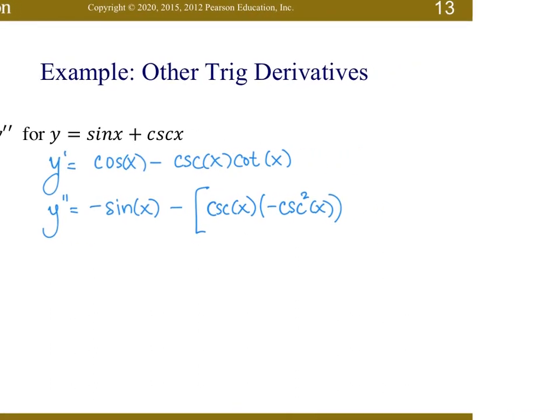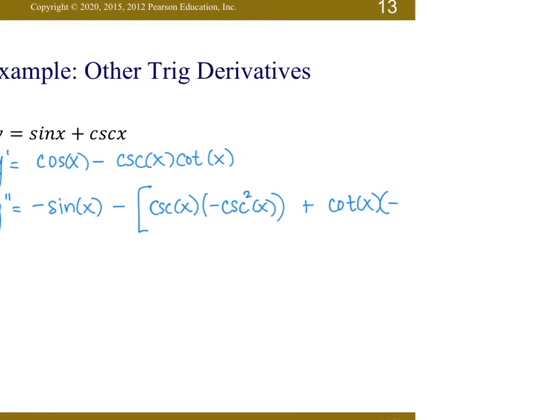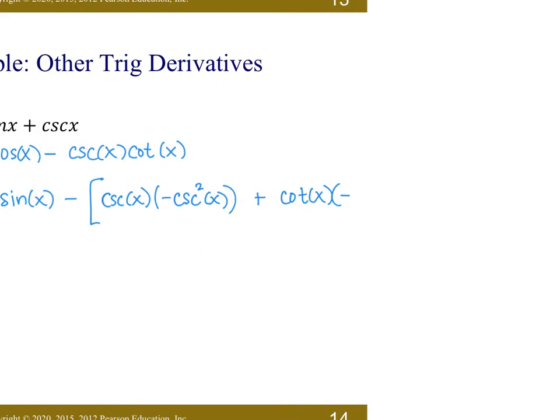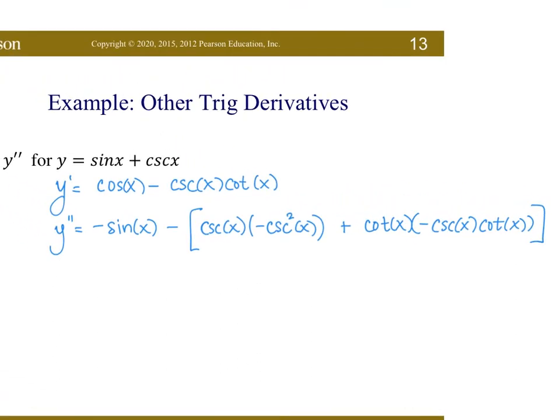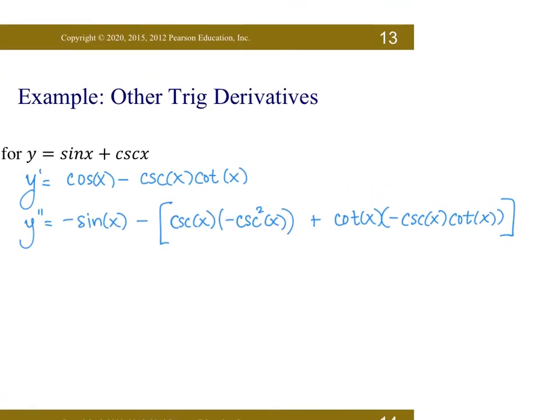And then add to that cotangent of x times its derivative, which is negative cosecant x cotangent x. So now we've applied our product rule, and we just need to clean this up so it looks a little nicer.